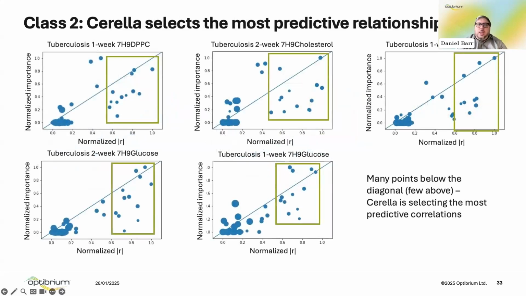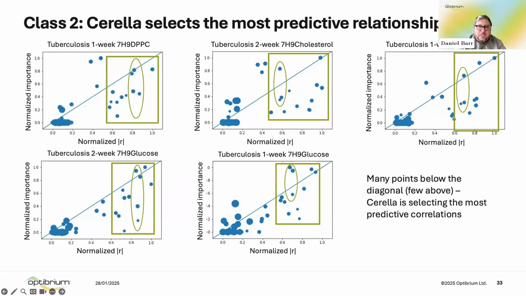We see also a lot of class 2 relationships. Here, 5 of those top 10 most accurately imputed endpoints show significant class 2 relationships in understanding what's important and predictive. The reason these are in class 2 is that we have lots of points to the bottom right, below the diagonal. This means there are correlated endpoints, but not all of them rise to the level of imputed importance, or significance, for that imputation model.